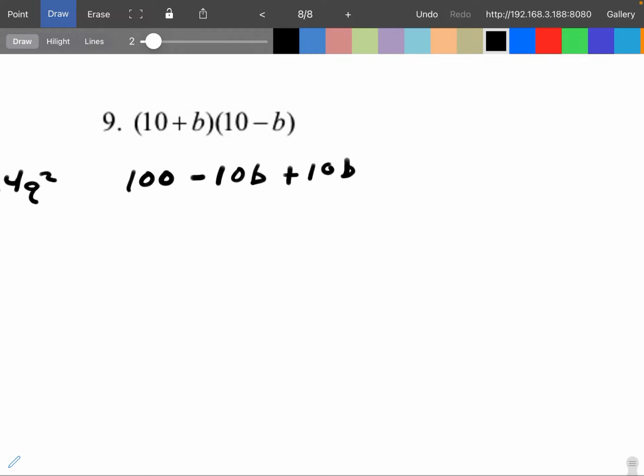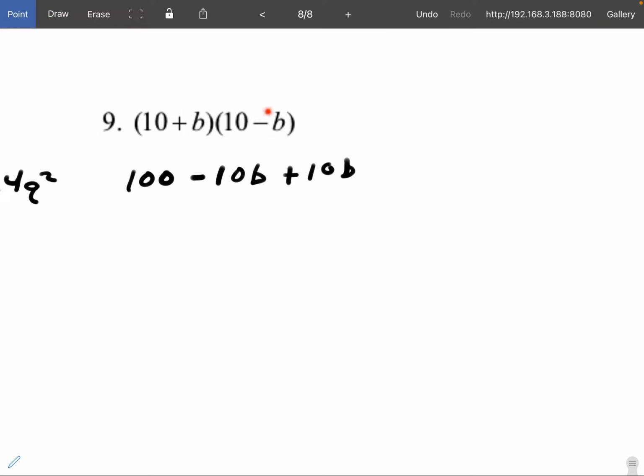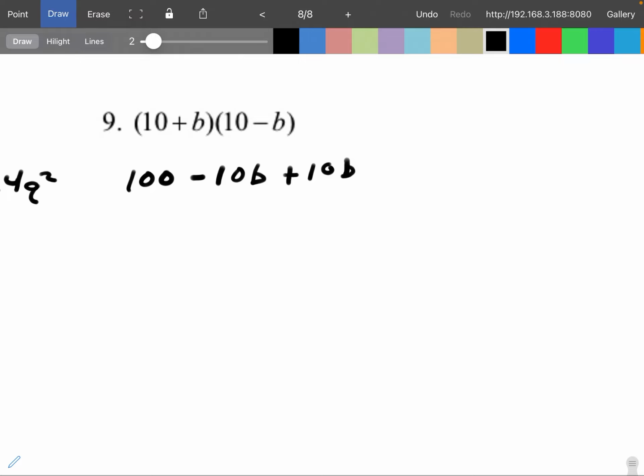What's the last step, guys? Raise your hand. Ethan, what do you got? Yep. Minus b squared, right? Because you would do the positive b times the negative b. A positive times a negative is a negative. And a b times a b is b to the second power. All right? And then these cancel out. That's just 0. And you get your final answer. So you get 100 minus b squared.